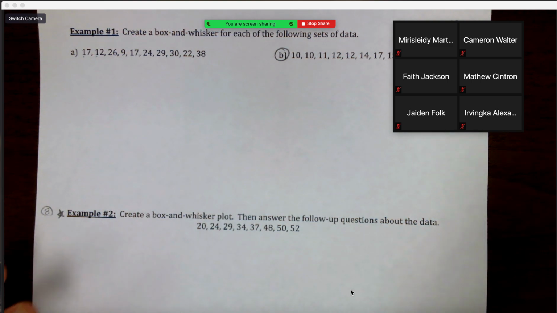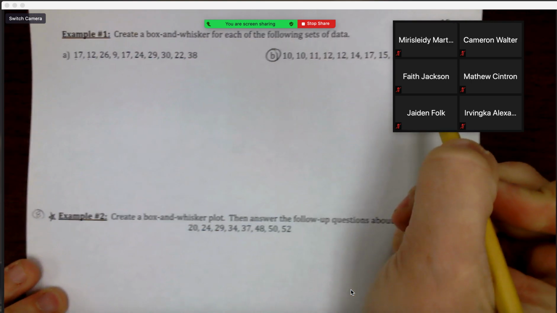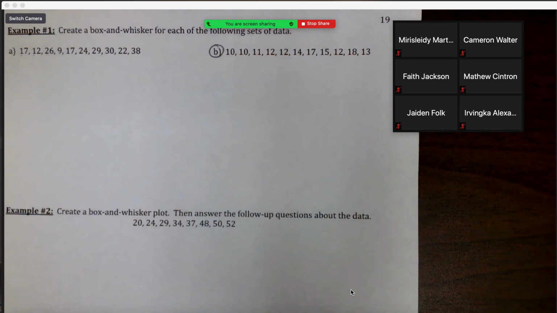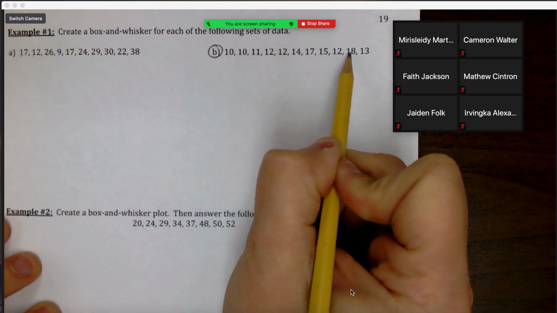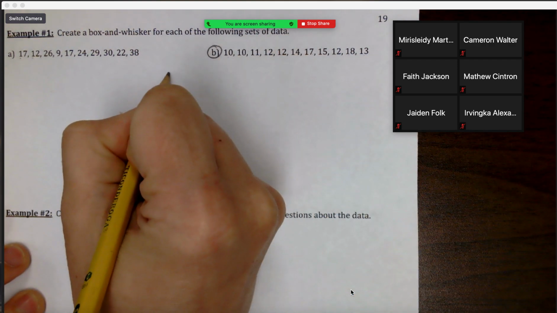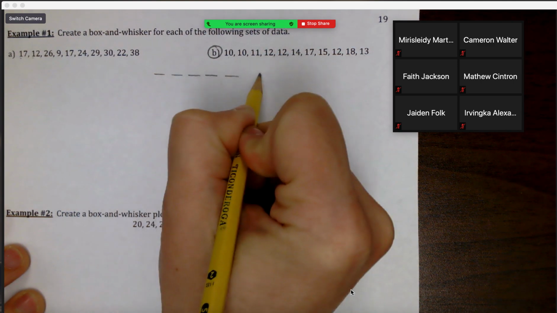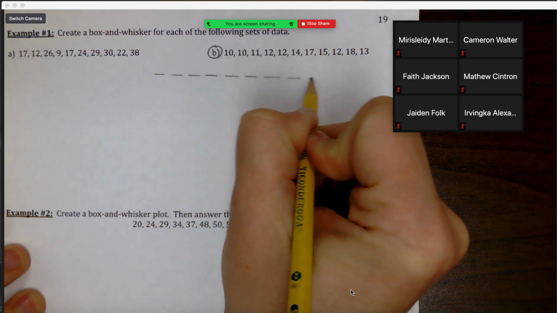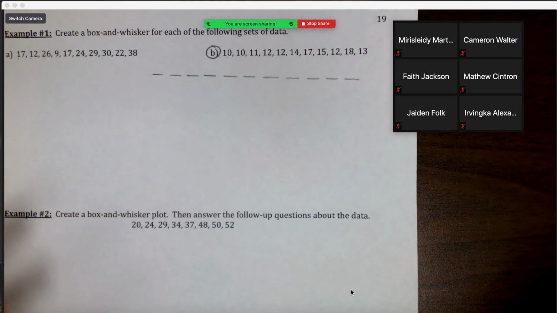I'm going to start by creating a box and whisker plot. Now if we take a look here, these are not in order. So my preferred way of doing this is to count: 1, 2, 3, 4, 5, 6, 7, 8, 9, 10, 11. I have 11 numbers in my data set, so I like to go and write them out, so that I don't get lost and make sure I don't forget a number.